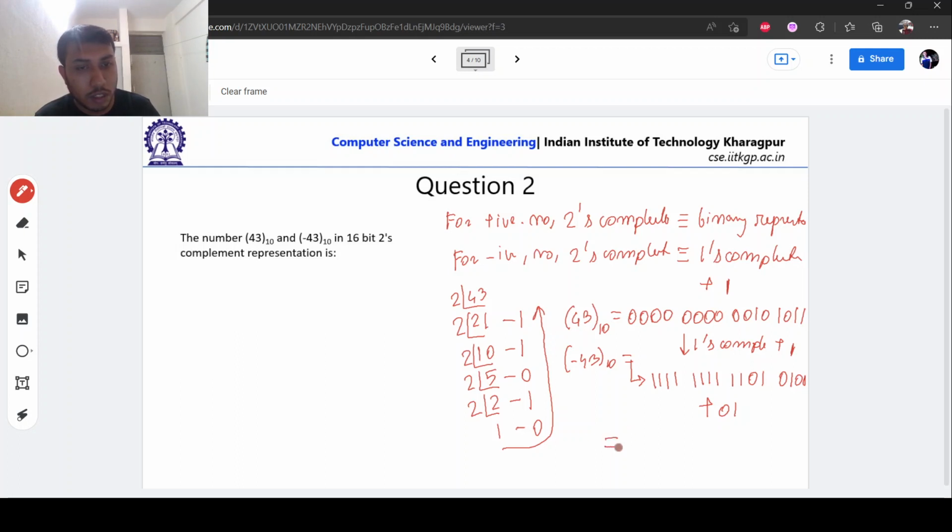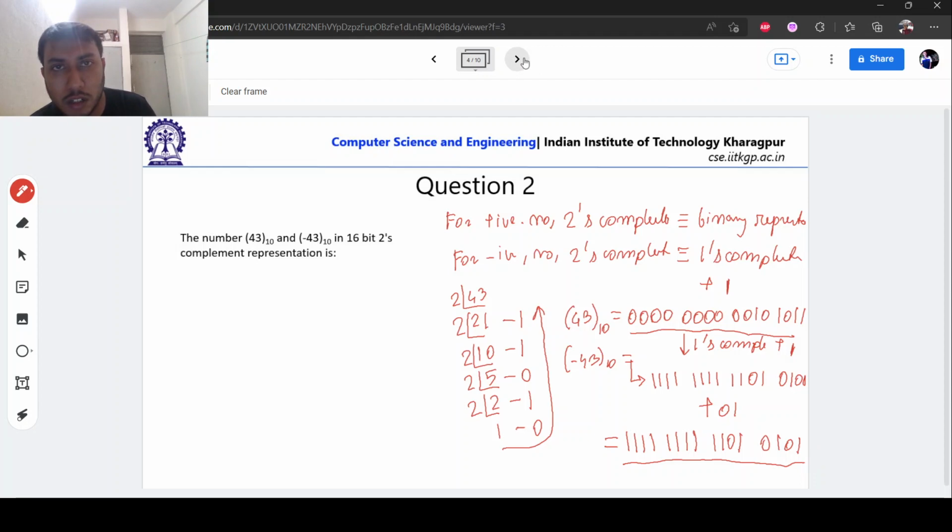So the answer will be 1 1 1 1 1 1 1 1 1 1 0 1 0 1 0 1. So this is the positive one and this is the negative. So this is how the 2's complement representation of 43 and minus 43 is found.